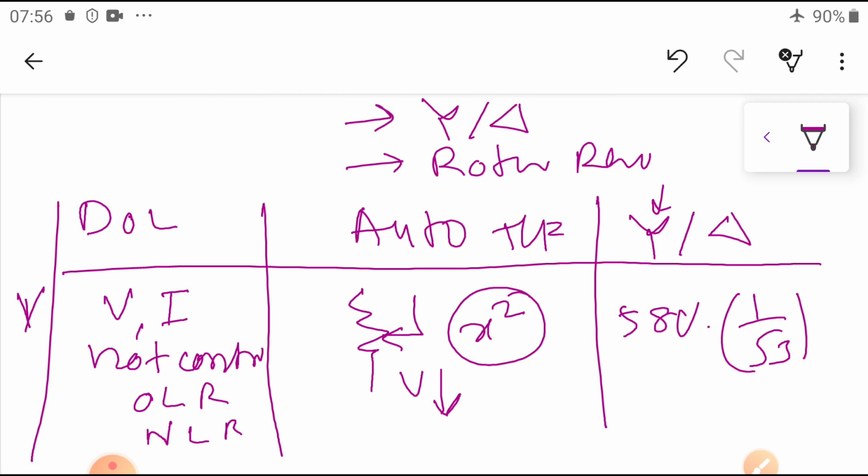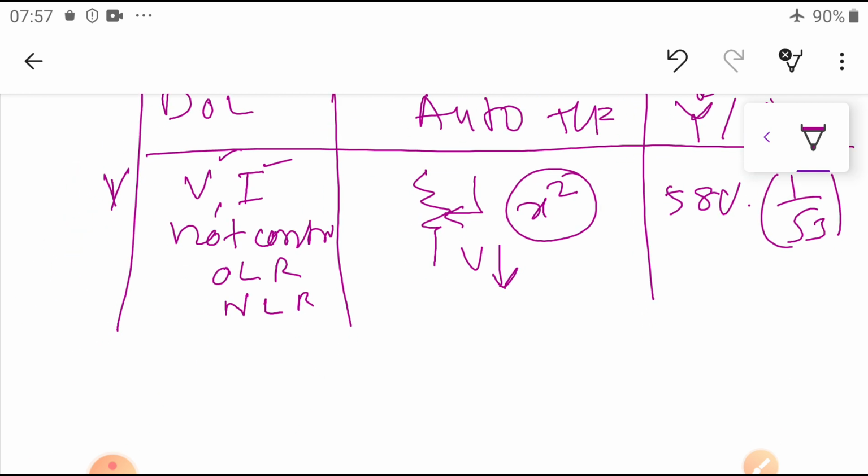That means in the DOL starter we do not control the voltage or current, while in this case we control a fraction of the voltage, and in the star delta case we control 1 by root 3 times of the voltage initially. So that is why we limit the starting current, to avoid the inrush of 5 to 8 times the full load current.